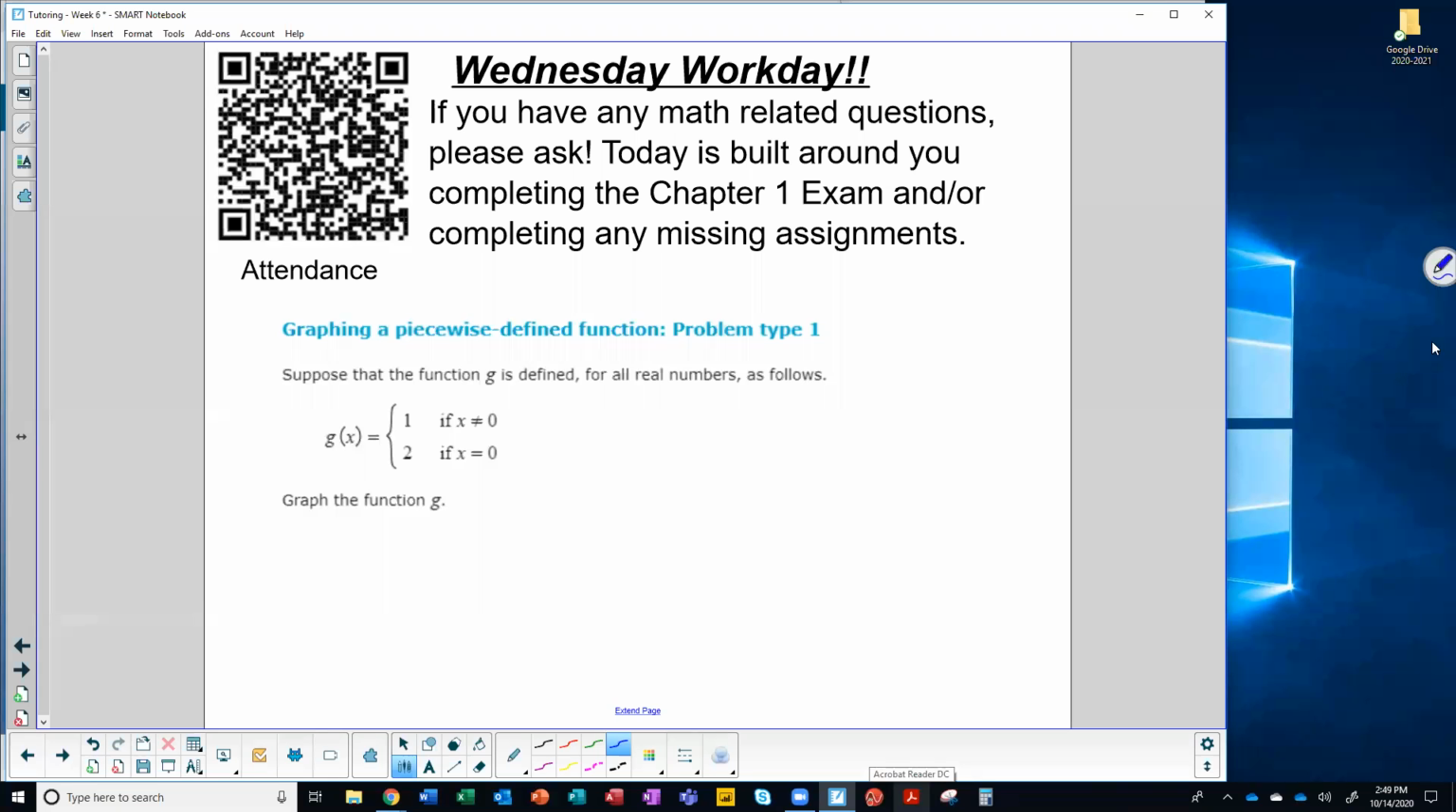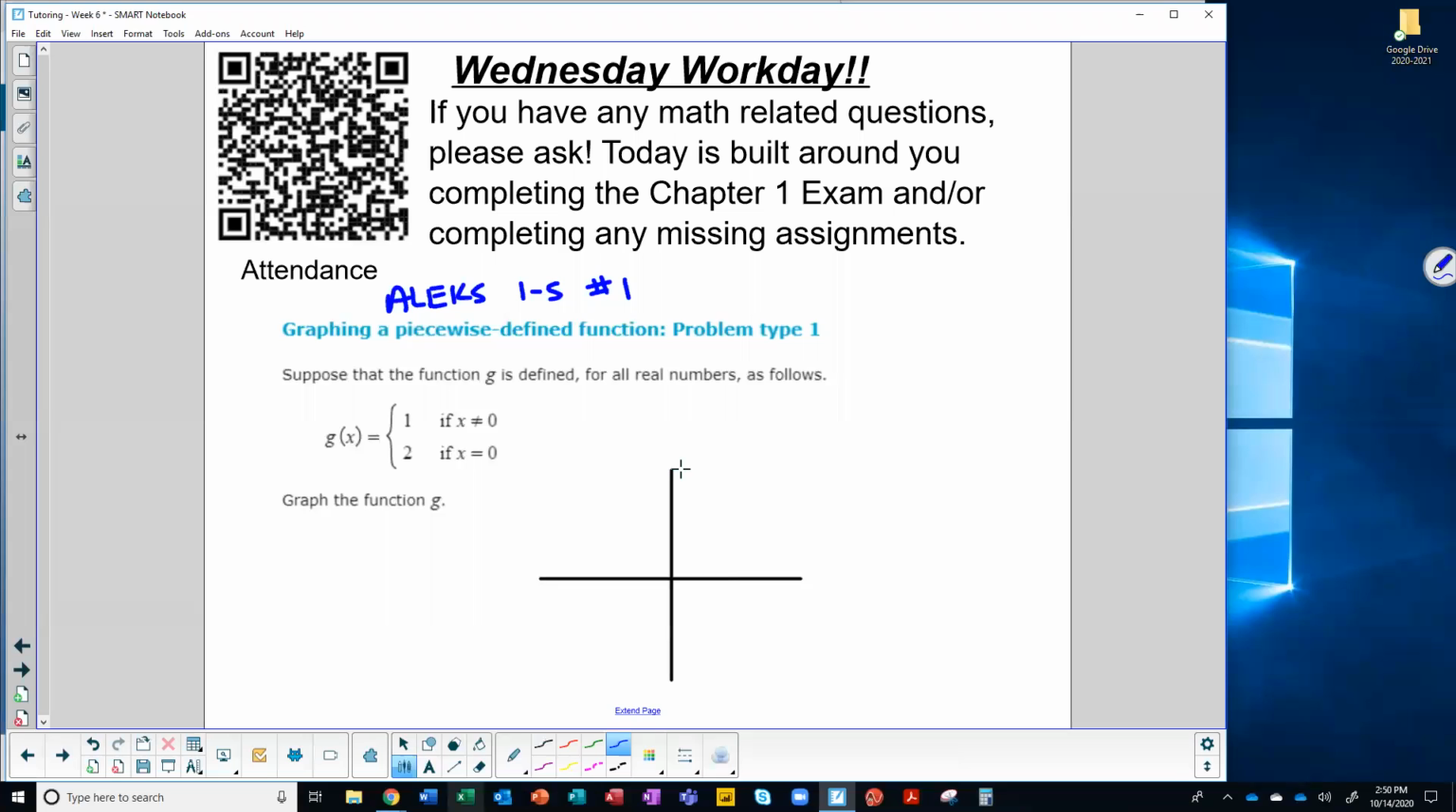All right, we're going to take a look at ALEKS, lesson 1-5, number 1. It says, graphing a piecewise defined function. Suppose that g is defined as for all real numbers like this. Graph the function g. Well, for you on ALEKS, you'll actually have something to graph with. Mine doesn't, on my view, I can't actually see anything to help me graph, so I'm just going to help you out off of this.